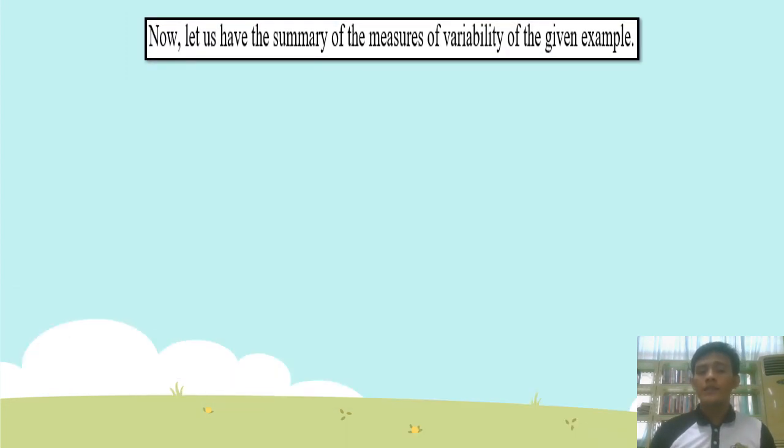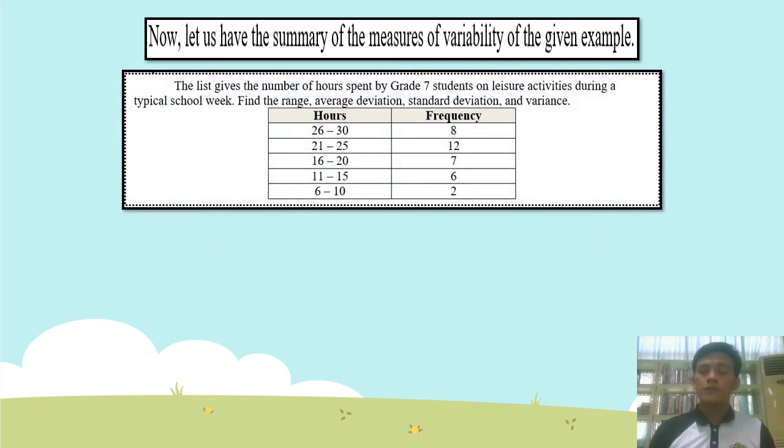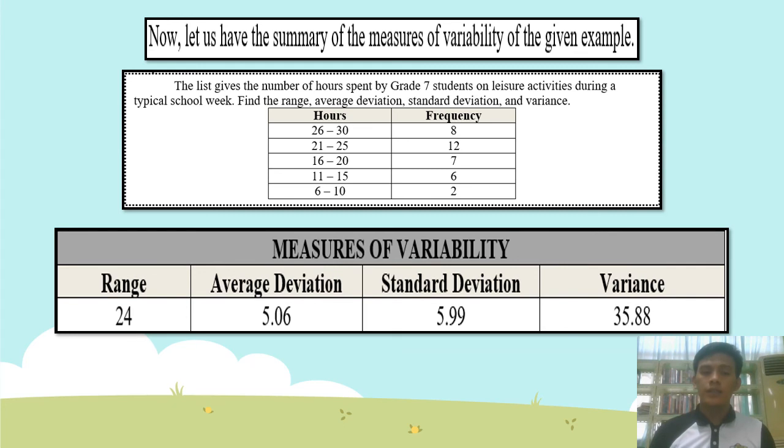Now let us have the summary of measures of variability of the given example. This will be the given, right? So the measures of variability are: range is equal to 24, average deviation is equal to 5.06, standard deviation is equal to 5.99, variance is equal to 35.88.